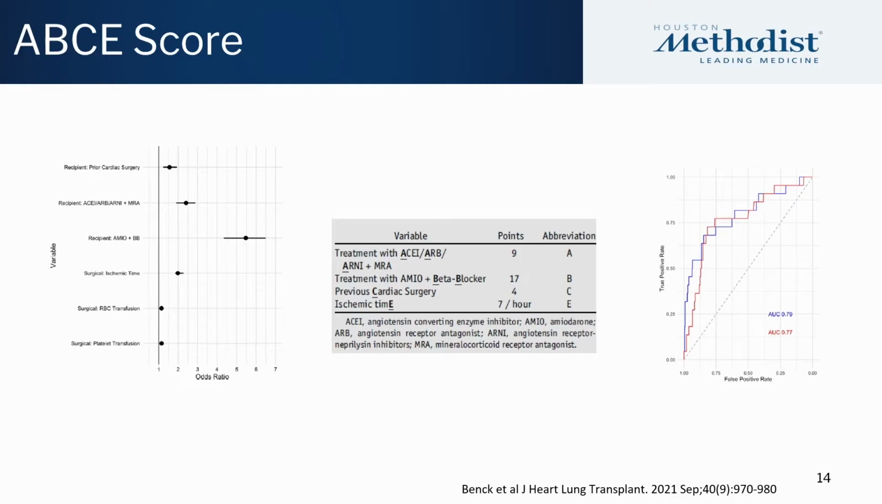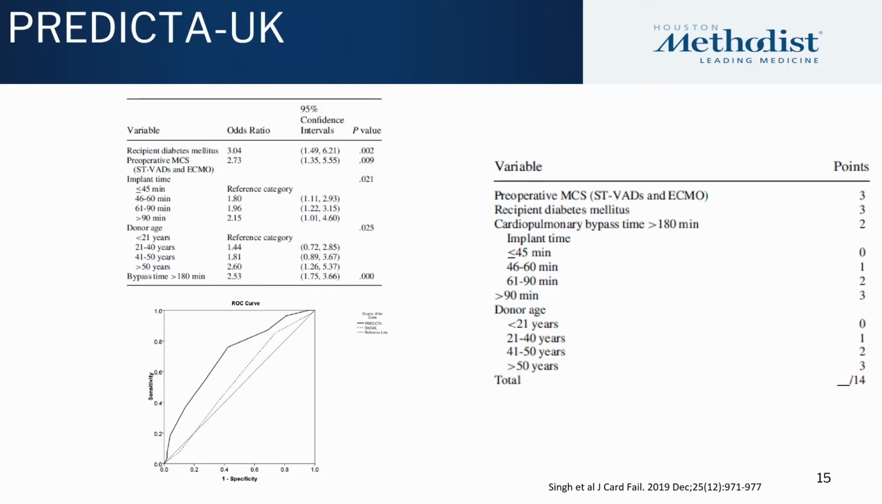This is a recent risk score. The reason I put this up here, this is from the Cedars-Sinai group, is they identified patients being on ACE, ARB, or ARNI and MRA to be independent risk factor for PGD, which is kind of new. And they again showed that amio is associated with PGD, which I think is coming out as a very common theme. And this is another risk score which just came out from UK.